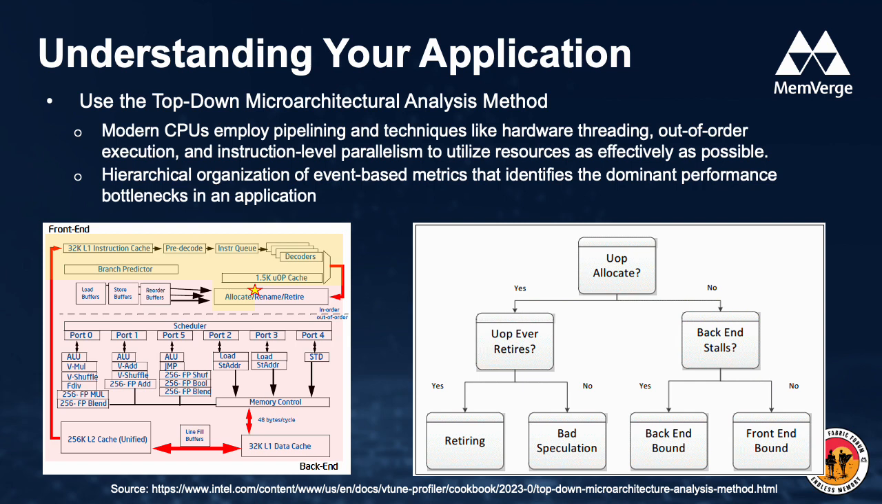The right-hand side is a decision tree for how to get from running my application to understanding if this is a speculation problem, where the CPU is speculating, going and getting the wrong data or data that I'm never using. Or is it what we call front end and back end, so is it more compute bound or more memory bound? I'll put a link at the bottom of this slide so you can read more. This gets pretty deep into understanding what's happening inside of your memory controllers, your CPUs, and other subsystems.